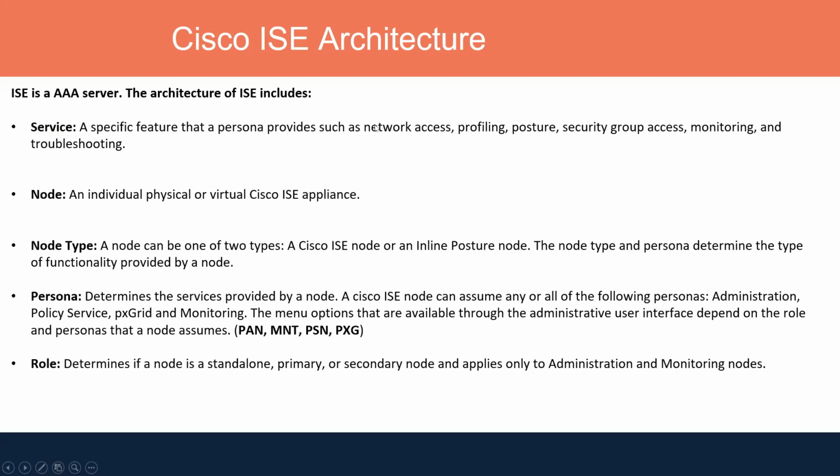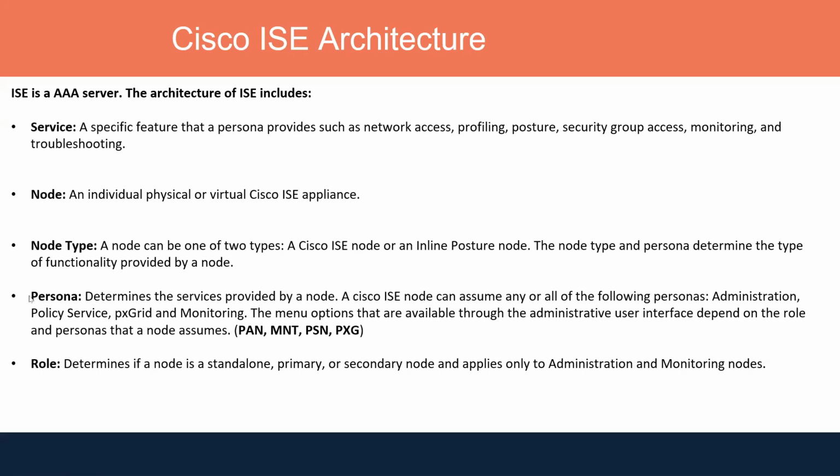There are some types of services. For example, you just want to have network access. ICE is doing profiling. ICE is doing posture checkups. ICE is checking the security group access. Monitoring and troubleshooting. All these services are within the ICE.